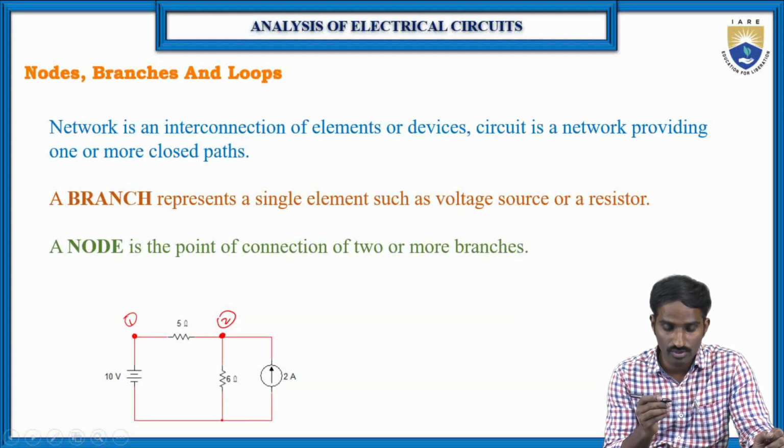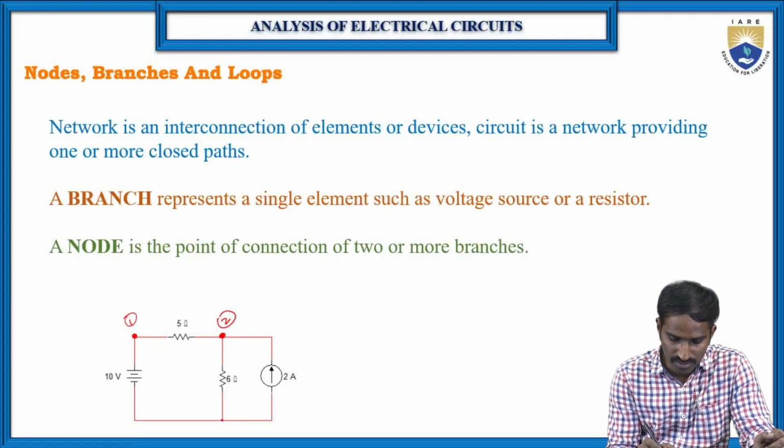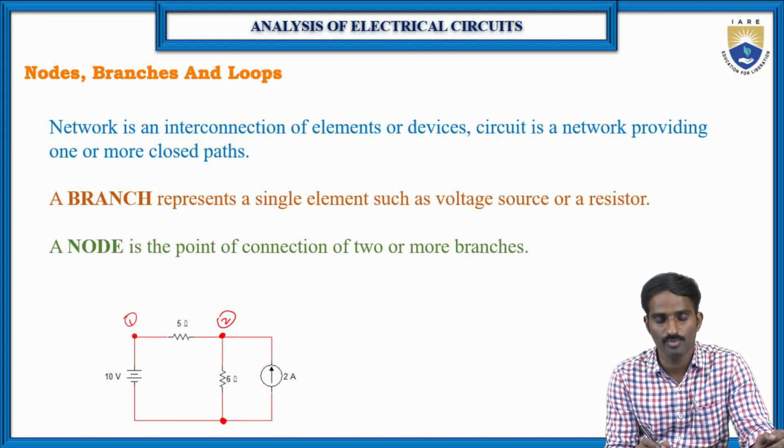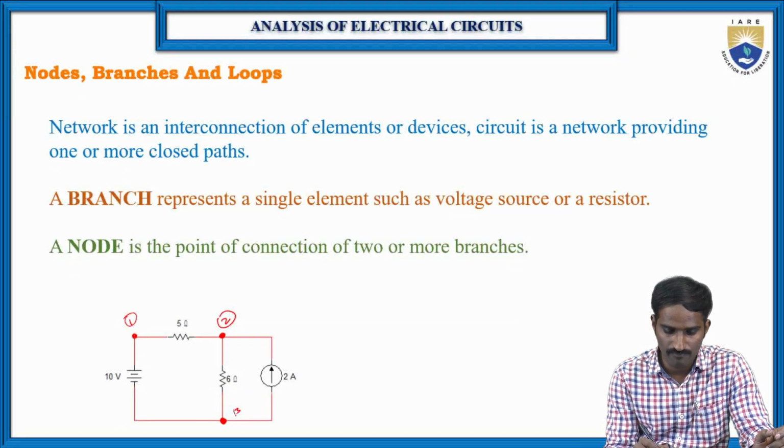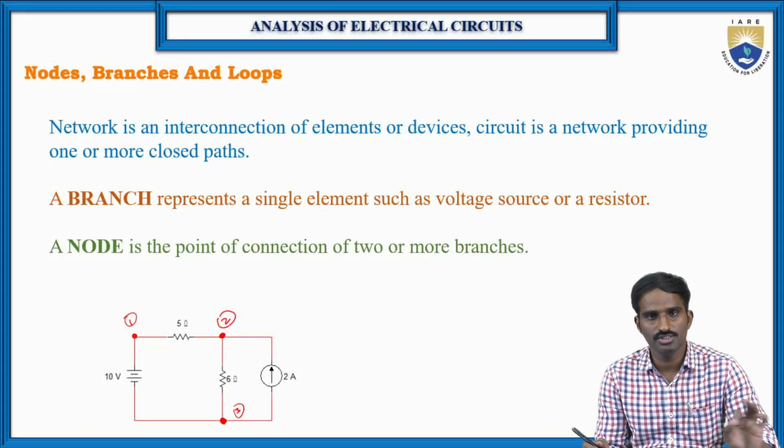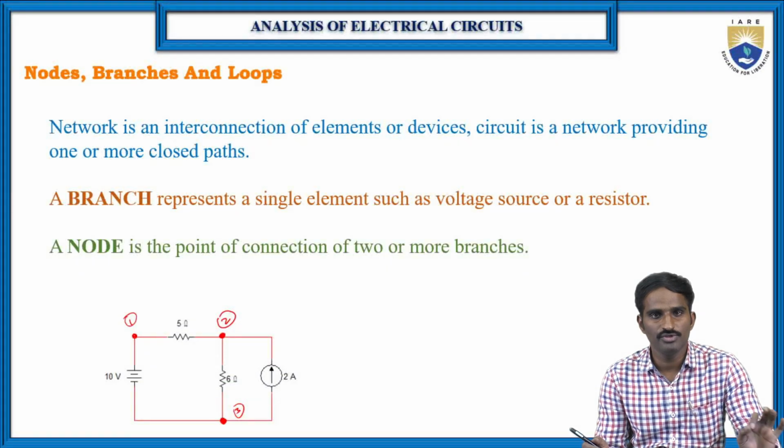When coming to node 3, as you can see, at this particular point the 10 ohms, the 6 ohms and the 2 amperes are connected. So these 3 branches are connected at a point. This is node 3. This is how we should identify the nodes as well as the branches.